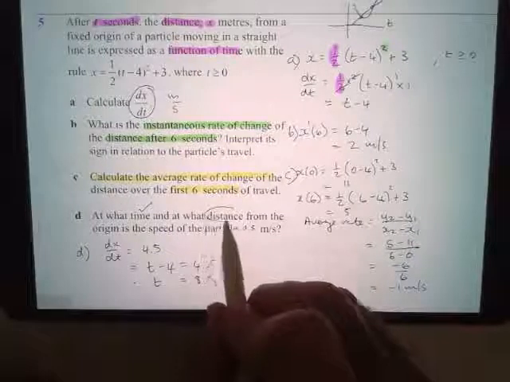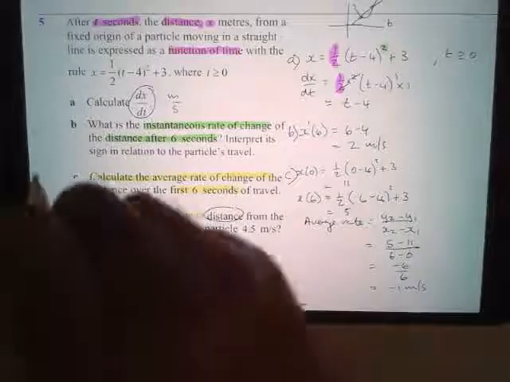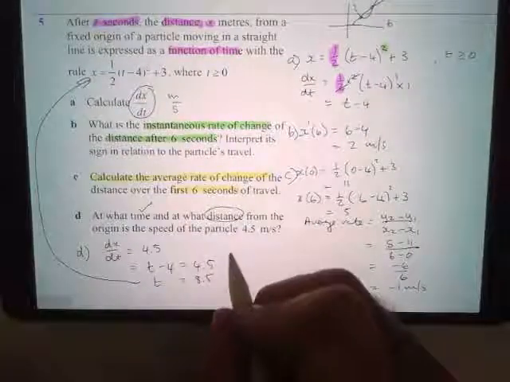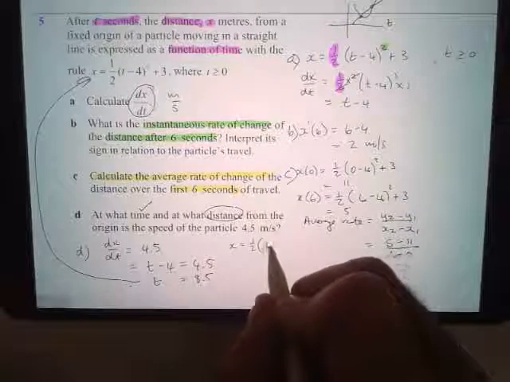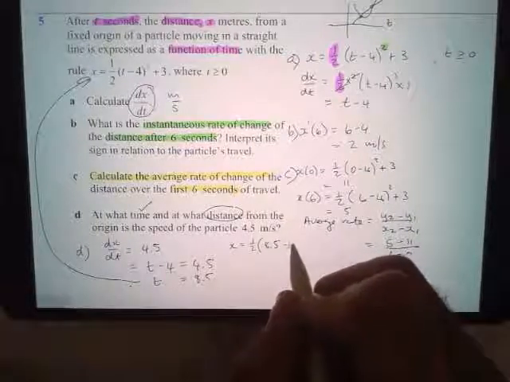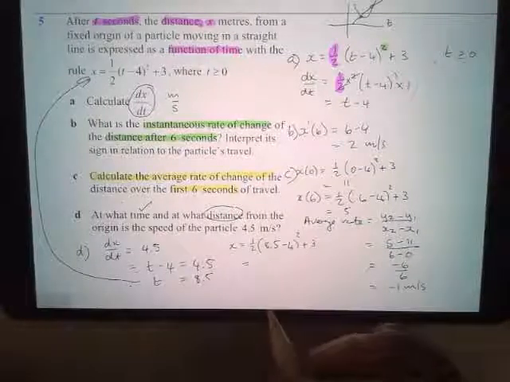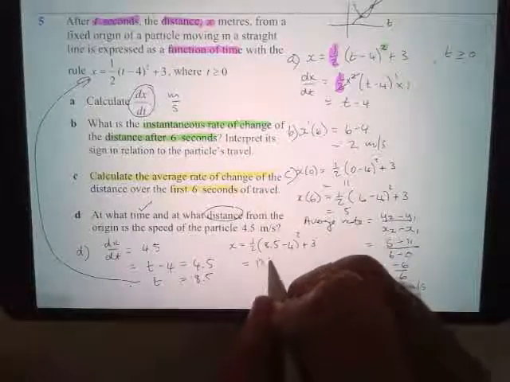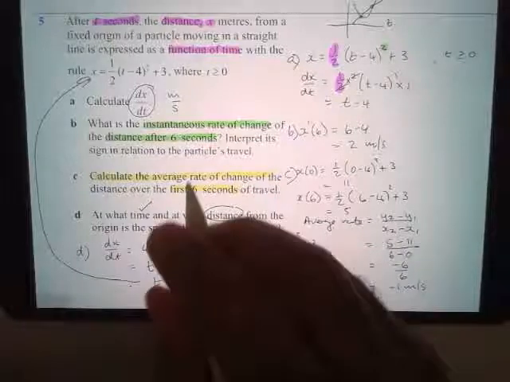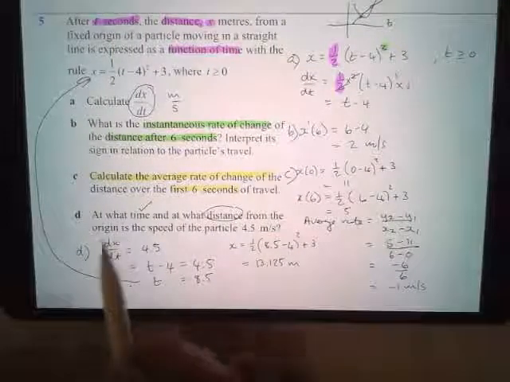What about the distance? I'm going to take this time and put it back into my original equation. x equals a half, when time is 8.5, take away 4, squared, plus 3. If I do that, my answer works out to be 13.125, and that is in meters. And that is for question D.